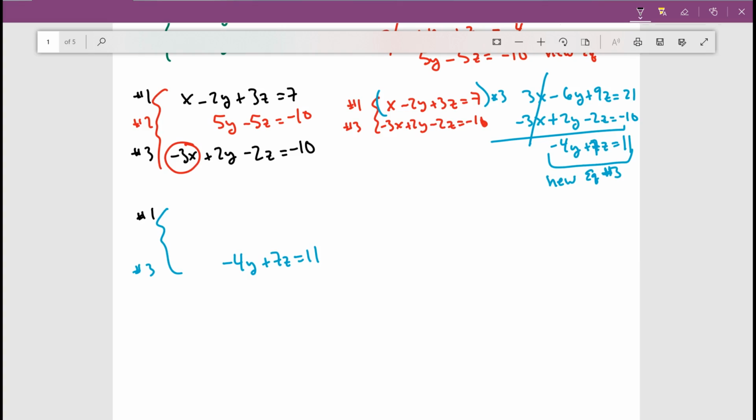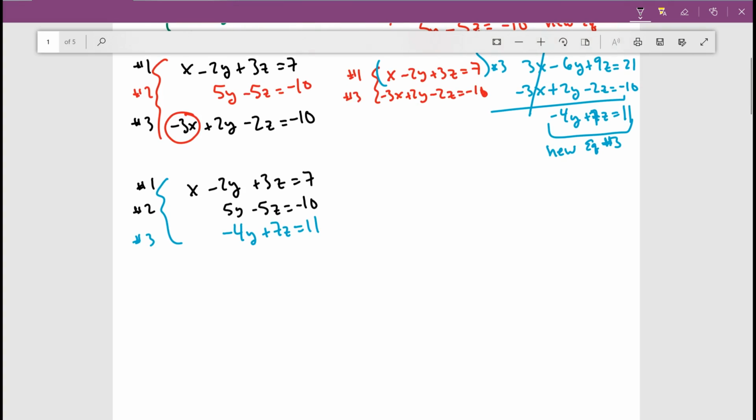Equation number 1 is still x minus 2y plus 3z equals 7. Number 2 is going to be what it originally was, 5y minus 5z equals negative 10. And then I have equation number 3. Okay, I'm almost done. Kind of. So now what I did is I eliminated. So now x is by its little lonesome. Now it's gone. All of them below it is gone.